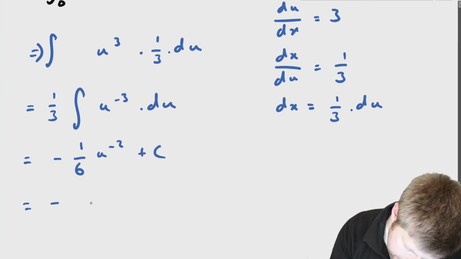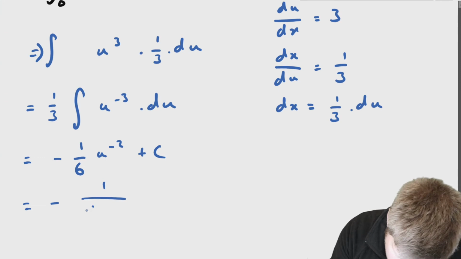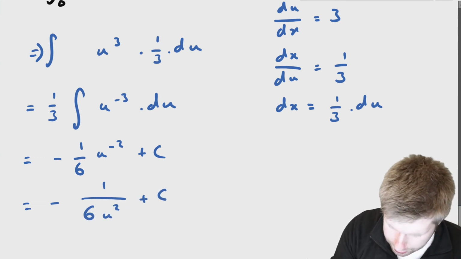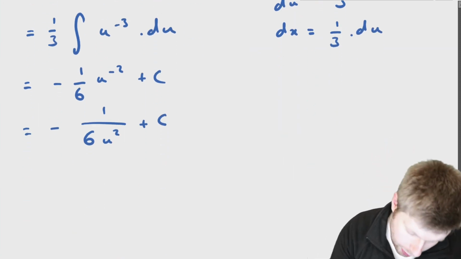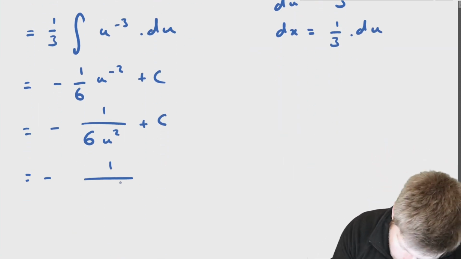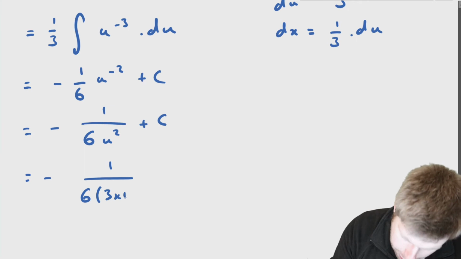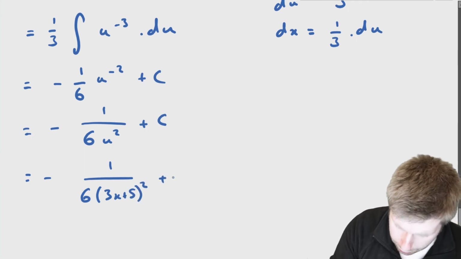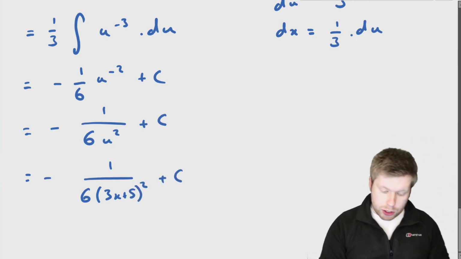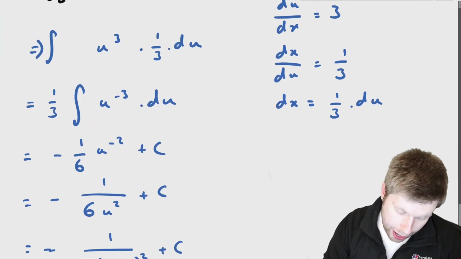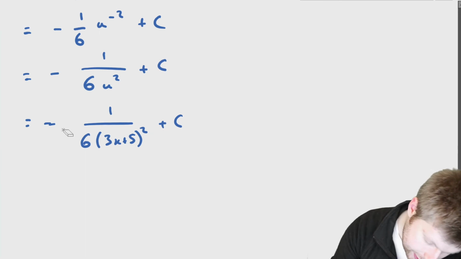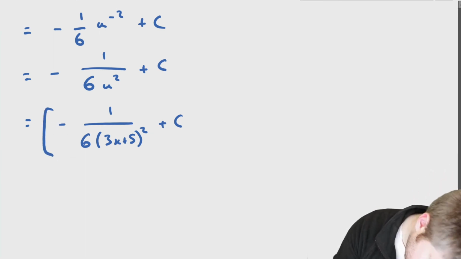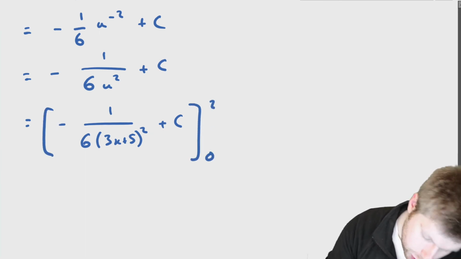So therefore, if I put it back together, this becomes negative 1 over 6u squared plus c. And of course, remembering that u was originally 3x plus 5, I end up with negative 1 over 6 times by 3x plus 5 all squared plus c. Now, I'm not quite finished because you remember that this whole thing was between the limits 2 and 0. So I'm going to put my limits back in at this stage. Okay, so put my square brackets, and this is between 0 and 2.